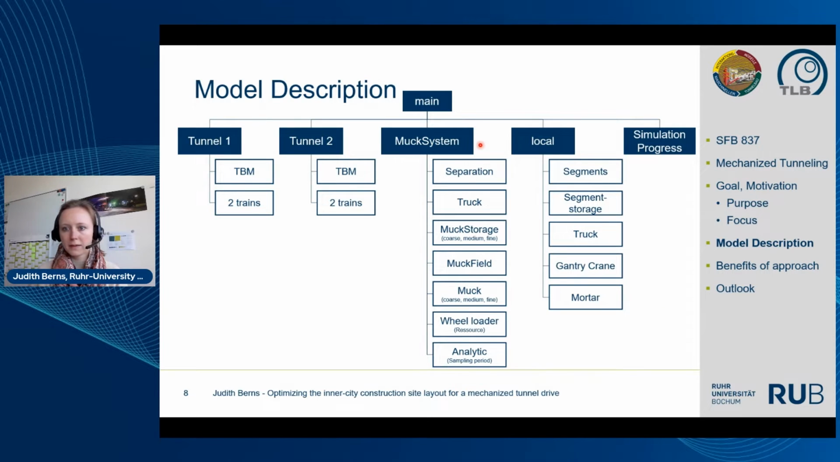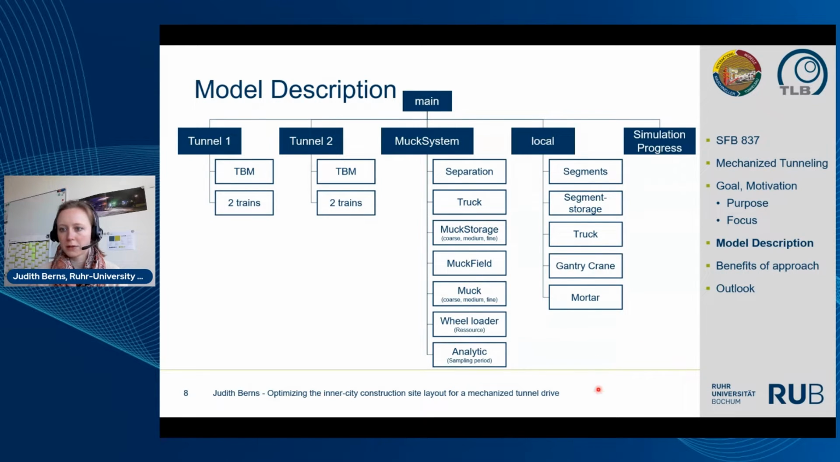In the MAX system agent, the MAX storage is to be simulated in detail with all the accompanying processes, including a separation plant. And the local construction site is mainly to simulate the segment storage in detail. But I don't want to go into detail about all the agents.